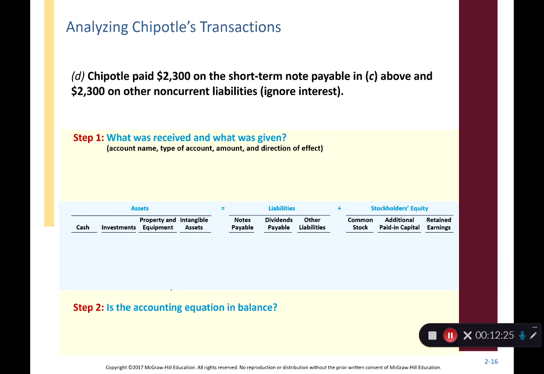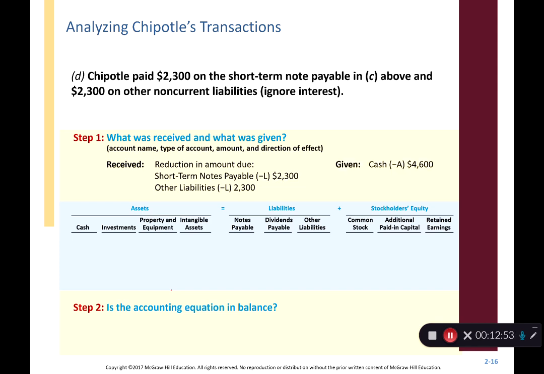D, Chipotle paid $2,300 on a short-term note payable in C above, and $2,300 on other non-current liabilities. So basically what happened in D is we paid off some debt. So what did we give up? Well, money. And what did we get? A reduction in the amount we owed. So we received a reduction in the amount we owe. We've given up cash for that.